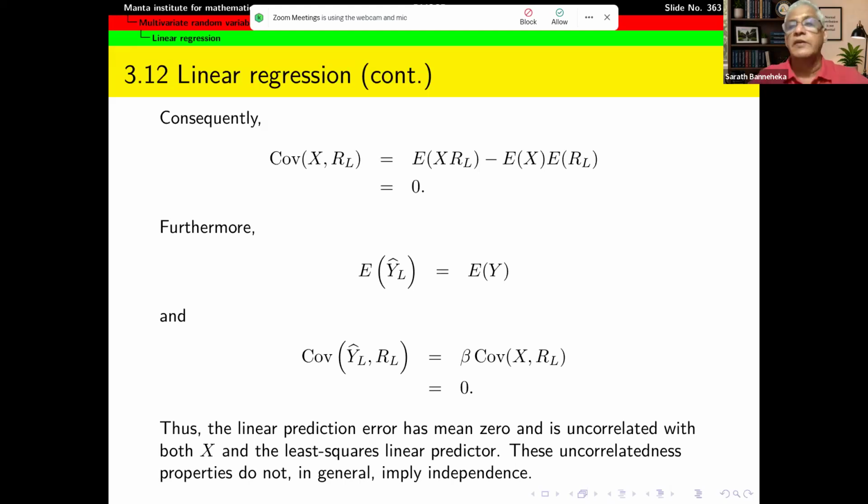Of course, if X and Y were, for example, jointly bivariate normal, in that kind of situation, independence may occur, right? But in general, covariance equal to zero doesn't imply independence.